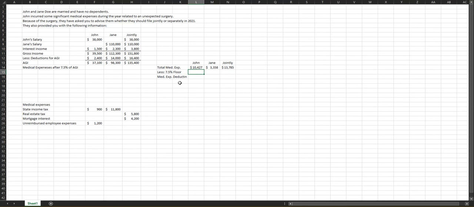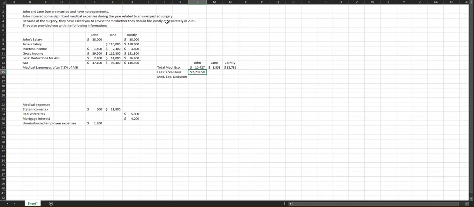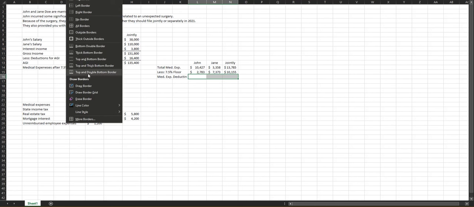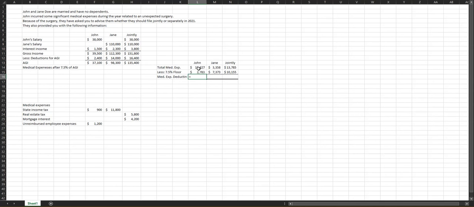Now, to determine the floor, we need to actually use their adjusted gross income that we just calculated. So it's 0.075, or 7.5 percent, times their adjusted gross income. We're going to get rid of this and just round everything. We're not going to worry about the dollar. And then from that we can calculate their medical deductions if they're eligible by subtracting the two.